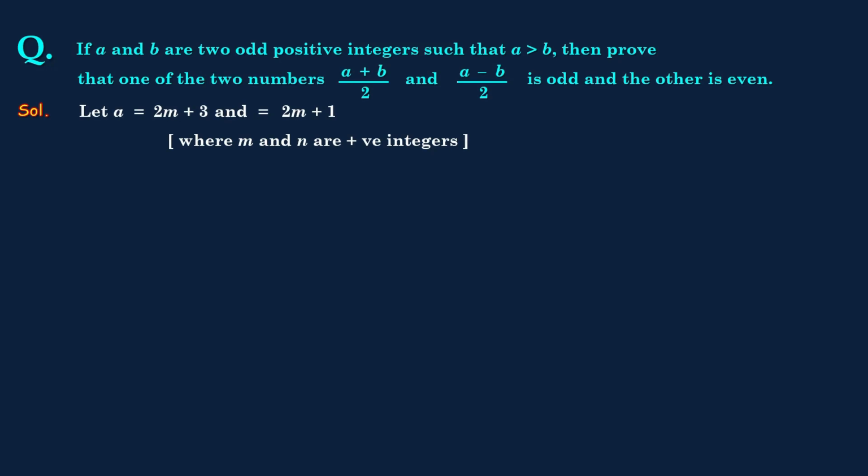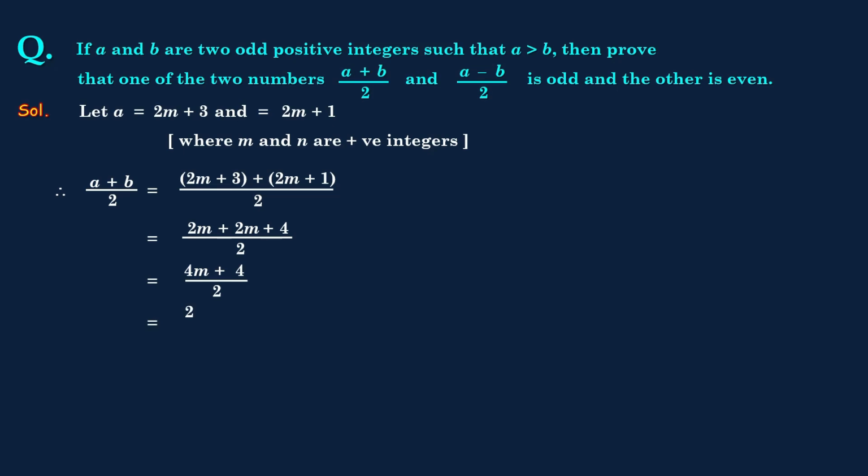Now what will A be? If we consider the next odd positive integer, that will be 2m plus 3. So we have considered A equal to 2m plus 3 and B equal to 2m plus 1. Now what will be the value of (A plus B)/2? Let's put the values: (2m plus 3 plus 2m plus 1)/2. If we group the like terms, 2m plus 2m and 3 plus 1, that is (4m plus 4)/2.